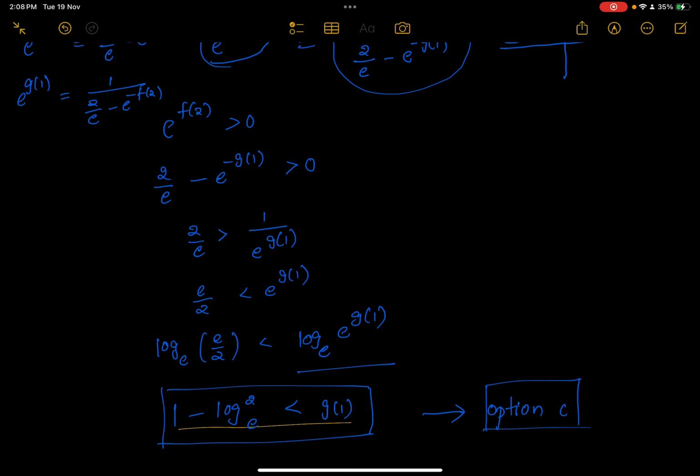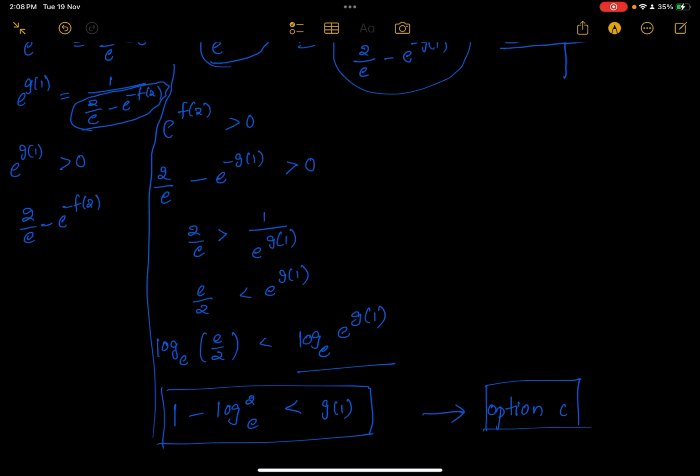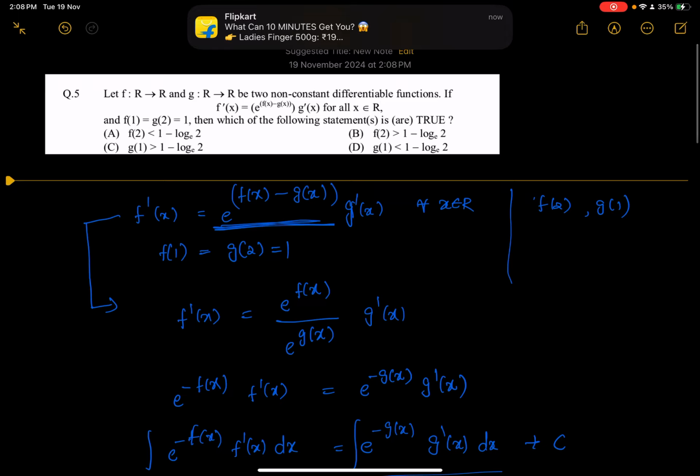So by similar logic, even here we should have e to the power g of 1 always greater than 0. So for that to happen, the denominator has to be greater than 0: 2 by e minus e to the power minus f of 2 greater than 0. So follow the same steps and you'll end up getting f of 2 greater than 1 minus log 2 base e. So this is option B.